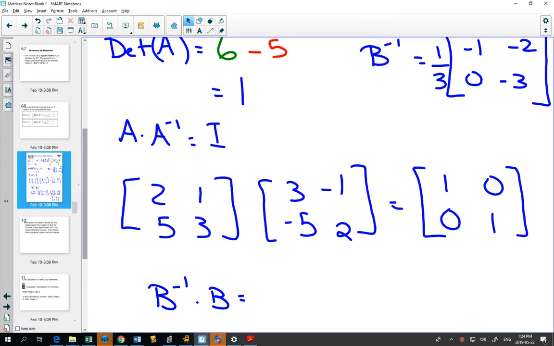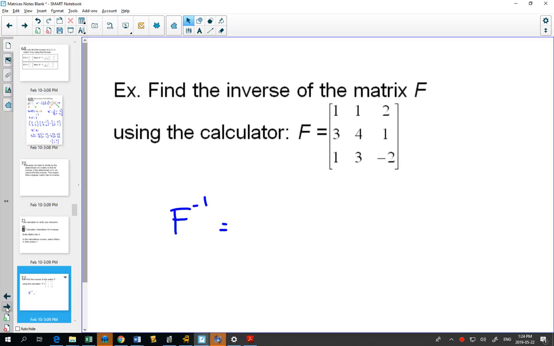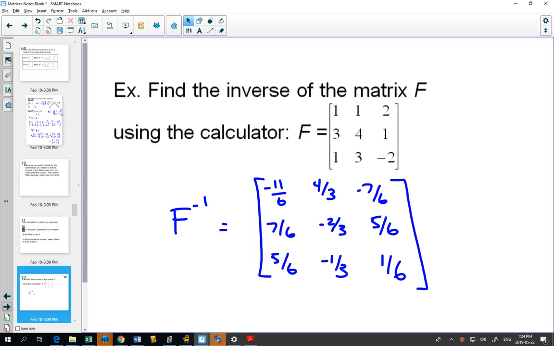So we have a formula for finding the inverse of a 2 by 2 without our calculator. As soon as we go to a 3 by 3, we're going to use our calculator to do it. So what I want you to do is I want you to type in these values into your calculator and then go inverse and see if you get this value. Yes. Two calculators. This is better. This is nice.